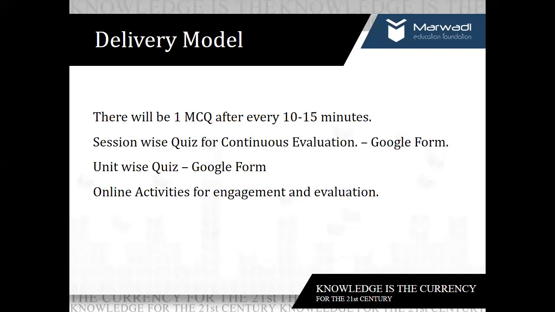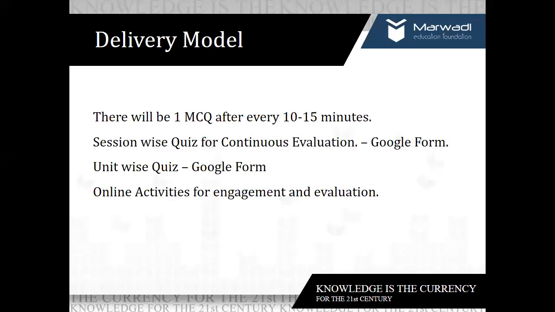There will be one MCQ after every 10 to 15 minutes. This afternoon itself, you will get to know about this. In the presentation itself, whatever topic I'm teaching today, after 10 or 15 minutes there will be one MCQ. It can be true or false, or an MCQ, and you need to answer in the chat box. As it is being recorded, I'm going to evaluate it, right?